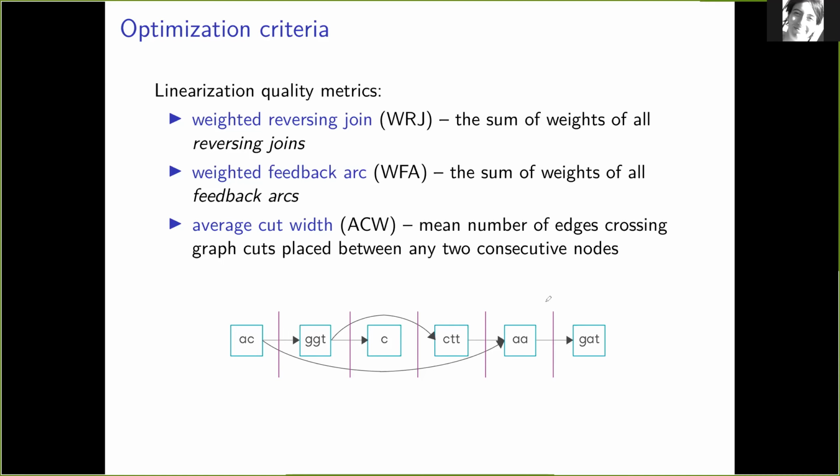And the third metric is motivated by the fact that even if we have a large number of genomes, we usually expect that the number of different alleles at a particular locus is moderate, and the cut width seems to be related to the number of these alleles in particular positions.